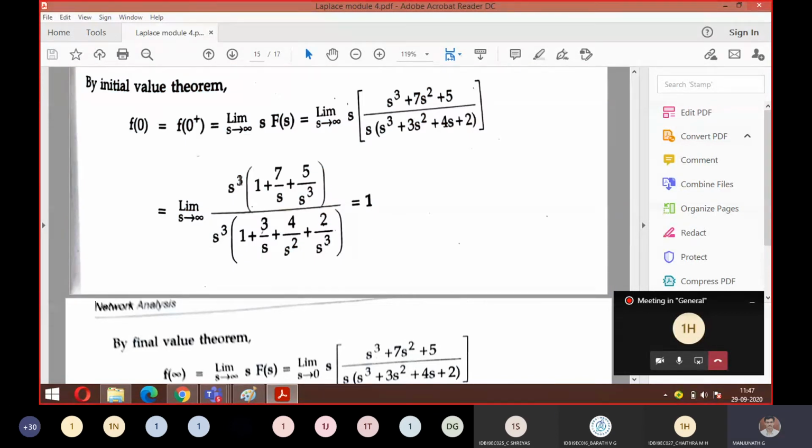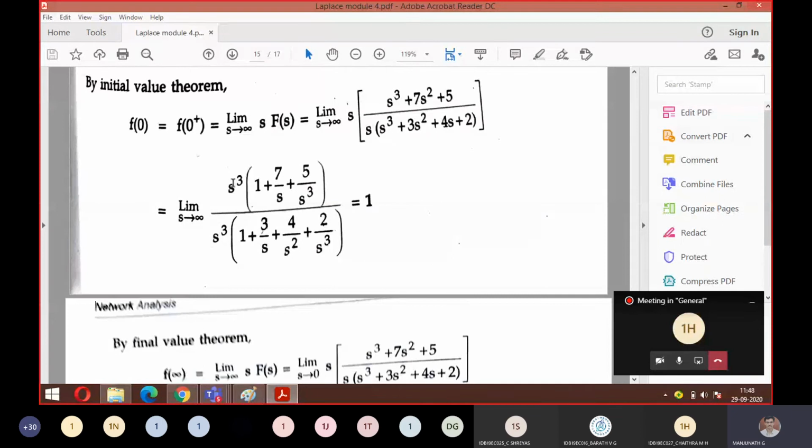So now what happens? S cube gets cancelled. For the remaining things, if you apply limit as s tends to infinity, check out, is it equal to 1? Limit as s tends to infinity, I am doing with respect to my initial value theorem problem. So how did we get that equal to 1? Can anyone tell me? Apply limit as s tends to infinity. So s cube is gone. Then tell how we got here.